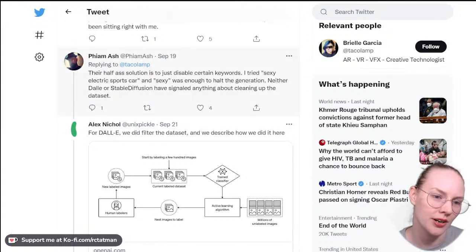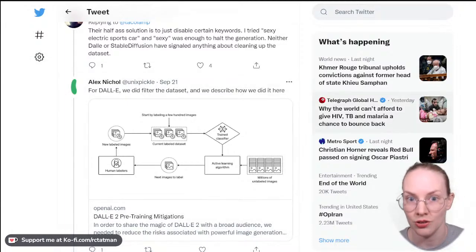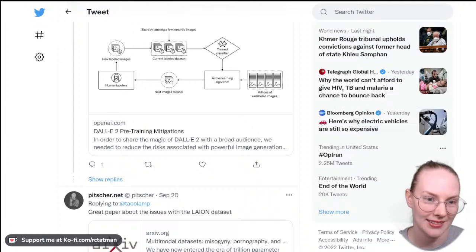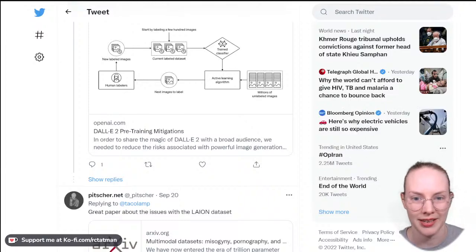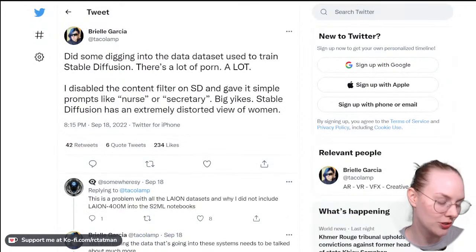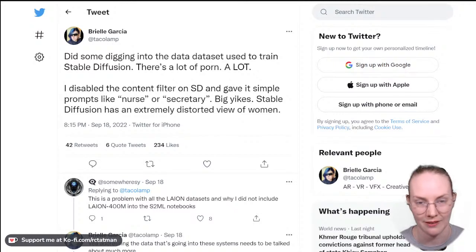Neither DALL-E nor Stable Diffusion have signaled anything about cleaning up the dataset. That is not true, which this person says here. DALL-E did do some cleaning up, but you can still absolutely generate things, it's an open-ended system, right? It's designed to generate a bunch of different stuff. So there's only so much dataset mitigation that you can do before you begin to impact the utility of the system, if the utility of the system is to generate whatever users want.